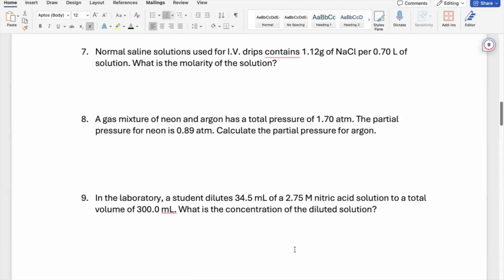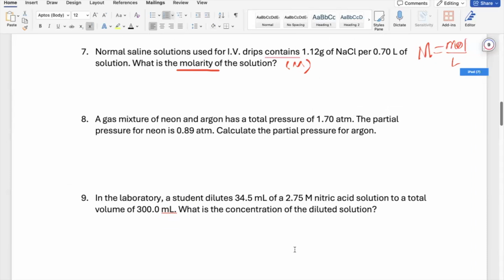All right, so 7. This is an example of a molarity big M question, which again came from our last module 3 lecture. So normal saline solution used for IV drips contains 1.1 grams of sodium per 0.7 liters of solution. What is the molarity? So big M. So what to remember is that big M is not what I'm writing. One second, sorry. There we go. Big M is moles over liters.